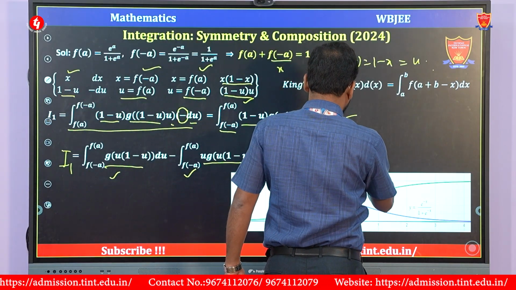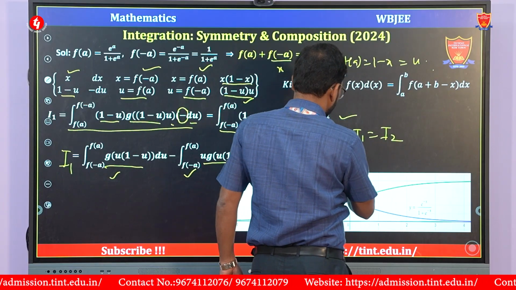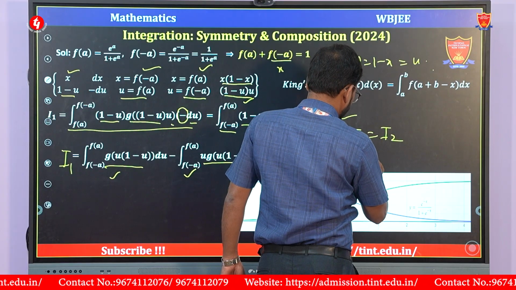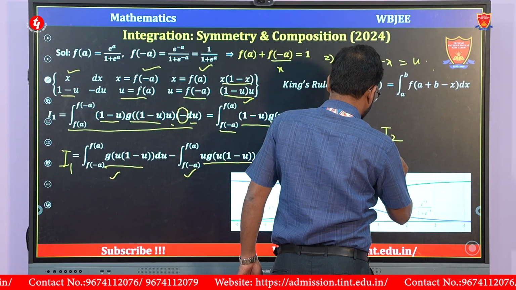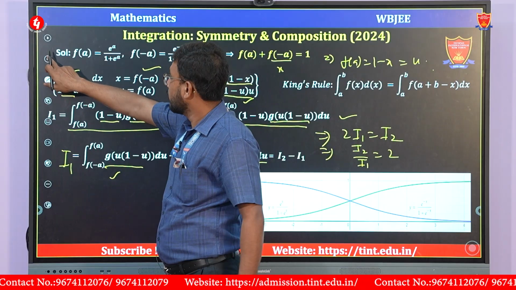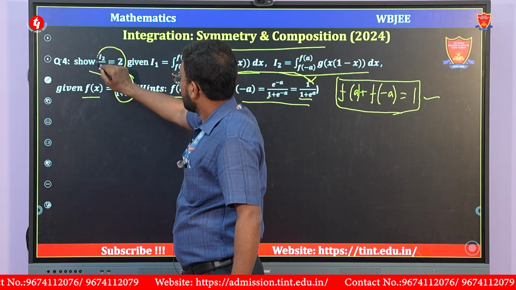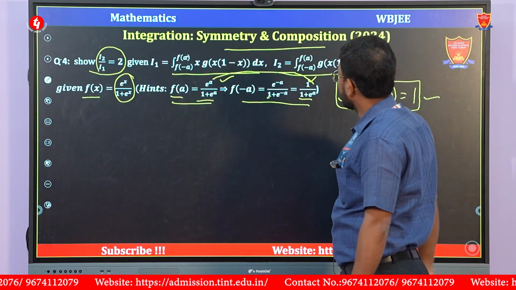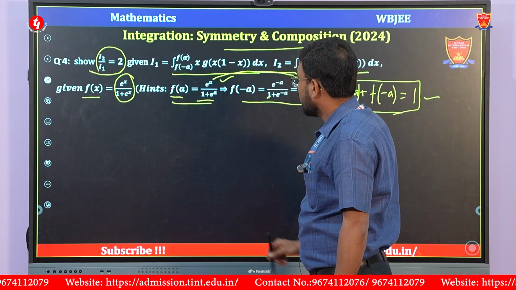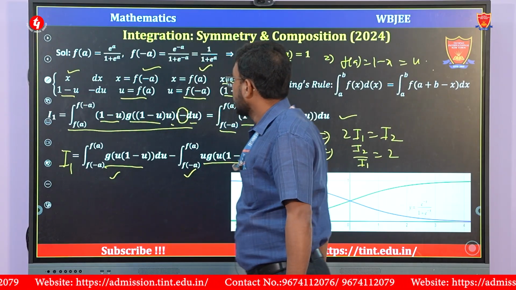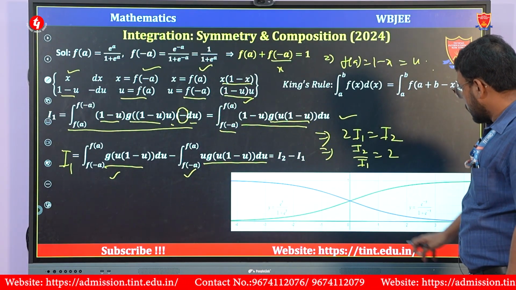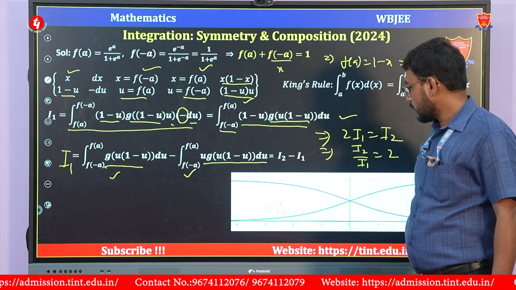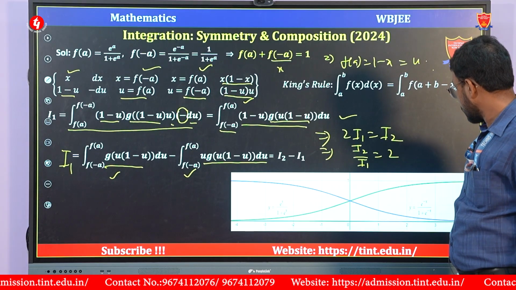So, actually I1 is I2 minus I1. So, 2 I1 is your I2. So, I2 by I1 is 2, as per your given problem. This is your objective. So, you have to solve using the conditions of symmetry and composition problems. And the corresponding graphs are here. You can also see the graph of e to the power x by 1 plus e to the power x, and similarly e to the power minus x by 1 plus e to the power minus x.